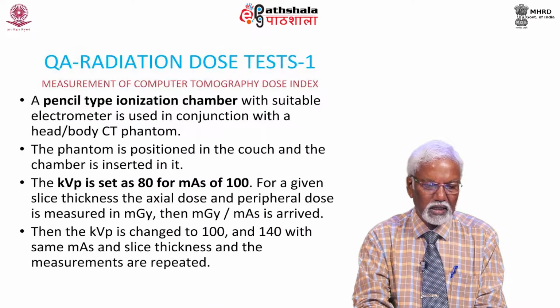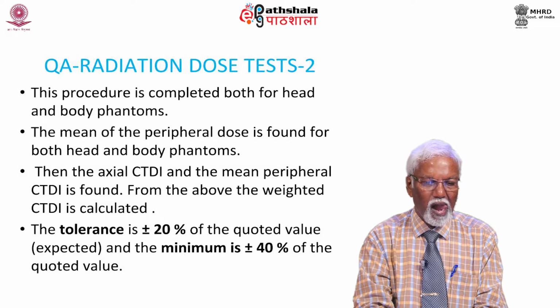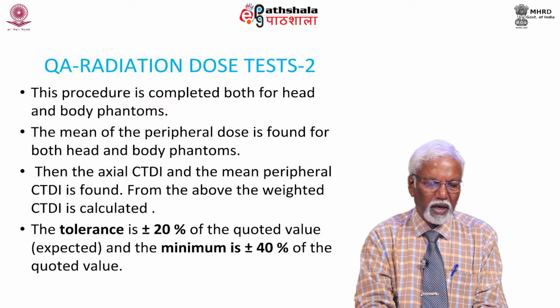To measure the CTDI, a pencil type ion chamber is used. The kVp is set as 80 for mAs of 100. For a given slice thickness, the axial dose and peripheral dose are measured in milligray, then milligray per mAs is arrived at. Then the kV is changed to 100 and 140 with the same mAs and slice thickness, and the measurements are repeated. The procedure is completed both for head and body phantom.